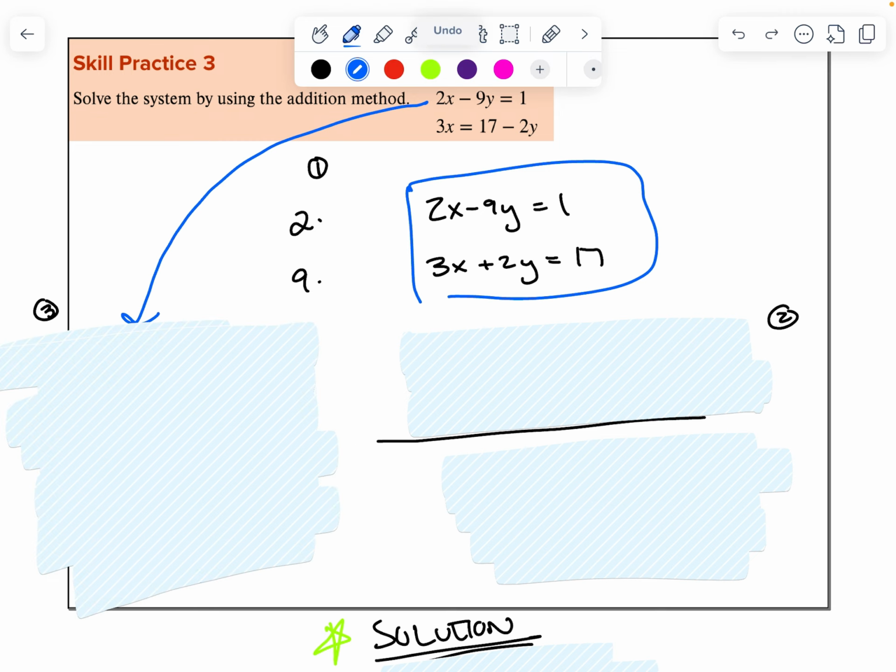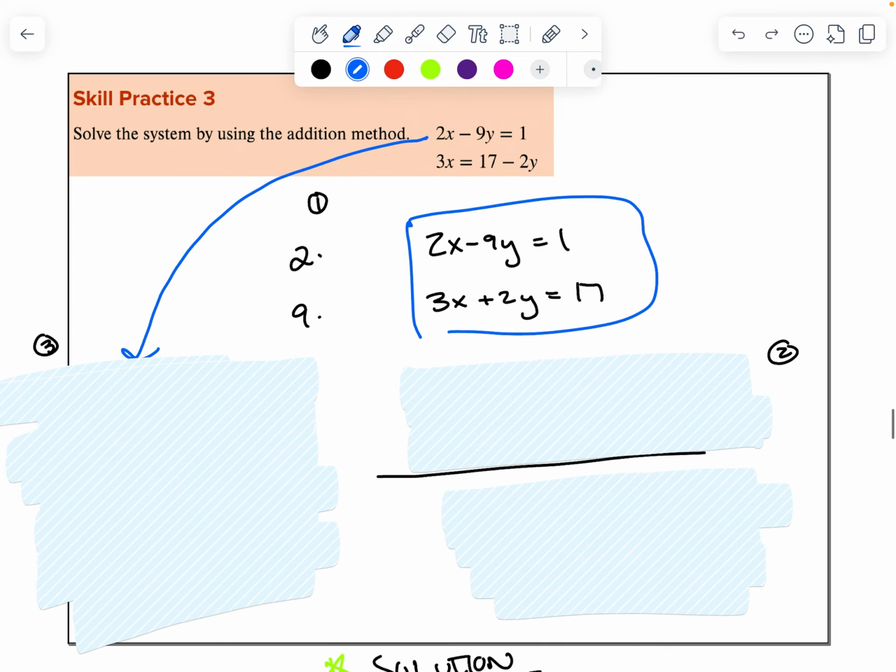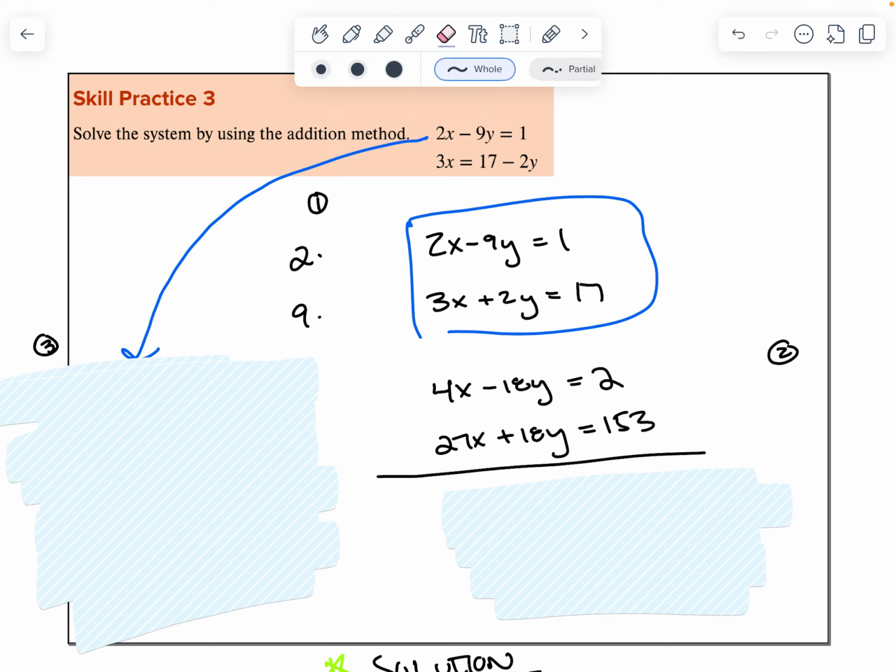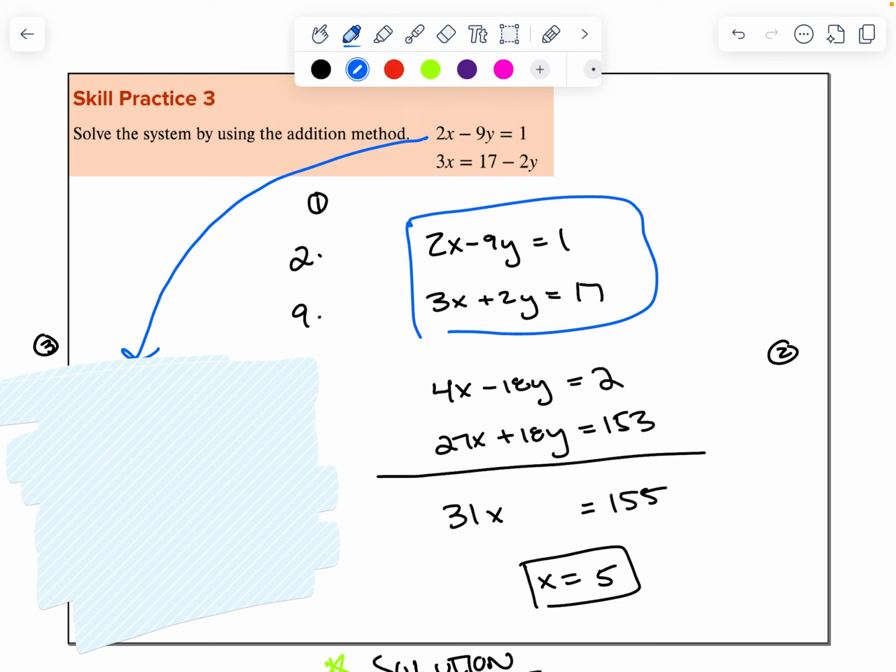Oh man, I just uncovered the wrong part of my equation here. All right, once you get them to match up, let's try and multiply them. So that makes 4x minus 18y, 27x plus 18y. Notice the y's are the same but opposite, so that when I add, I'll only have x's left. Divide by 31, you get x equals 5.